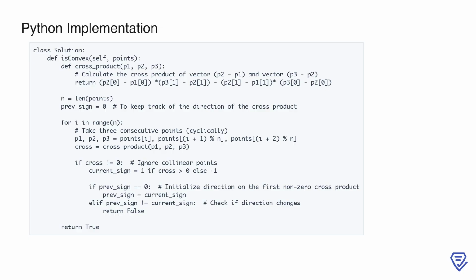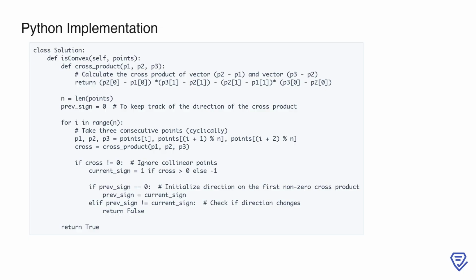The cross product is calculated for the vectors formed by these points. If the cross product is 0, the points are collinear and are ignored. Otherwise, the sign of the cross product is determined. We track the sign of the cross product using the variable prev_sign. Initially, it is 0, and we update it upon encountering the first non-zero cross product. If subsequent cross products have a different sign, the polygon is not convex, and we return false. If the iteration completes without any inconsistencies in the sign, the polygon is convex, and we return true.